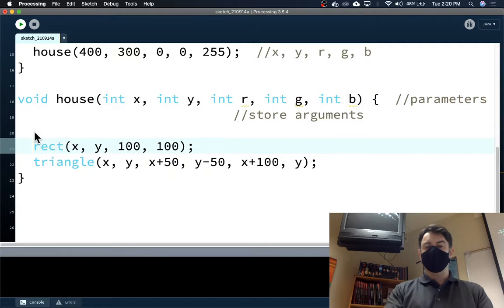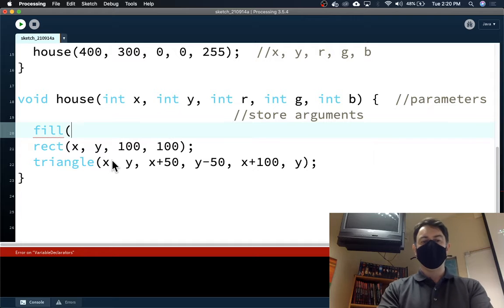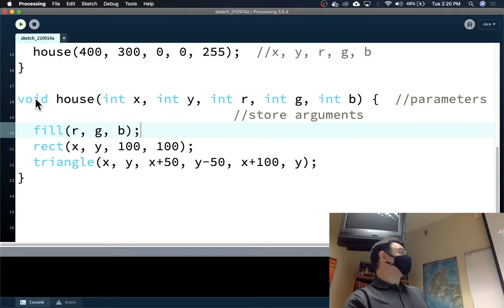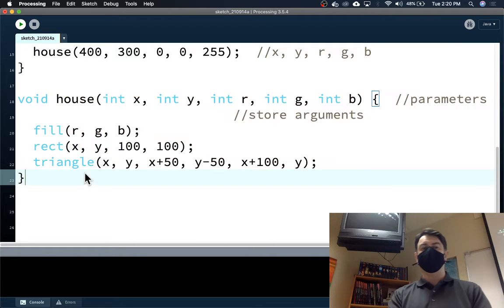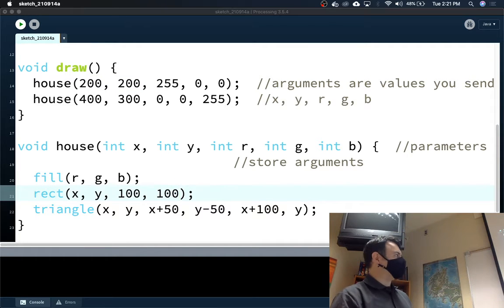So let's use them. How do I use them to fill my colors? Oops, did I just spoil the answer? I did, yes, it's fill. So we'll just stick the fill at the beginning. I can say r, g, and b. So now this is a recipe for building a house, right? I say what colors and what location, and I go from here. Run, go, let's see it.